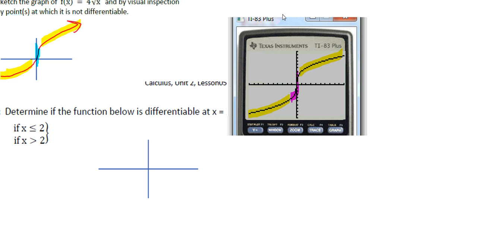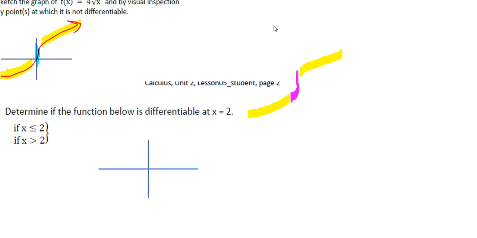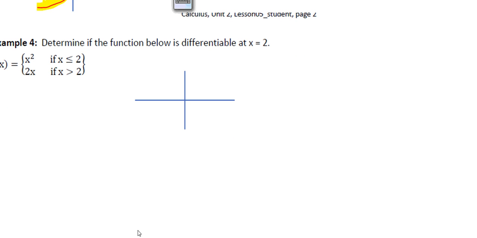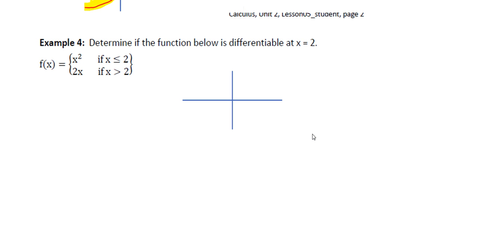Alright, let's take a look at the very last example on our notes here, and we'll see a piecewise function. And let's look at the conditions here. It says to determine if the function is differentiable at x equals 2. It's really not necessary to draw the graph, but it's also helpful sometimes to draw the graph. So where's the dividing line? It looks like it's at x equals 2.